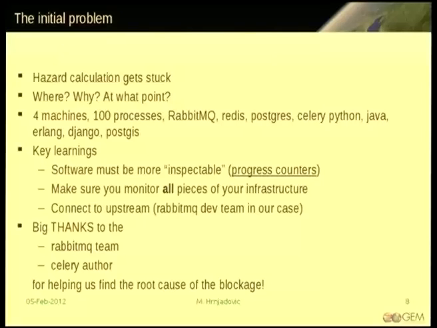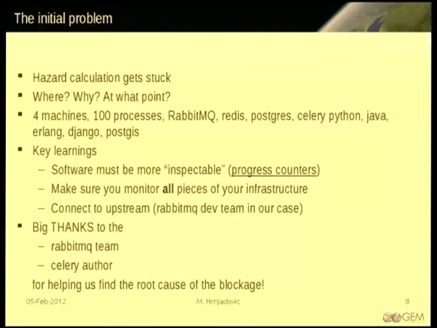The first problem we had is that the hazard calculation got stuck. And the problem was finding out why it is getting stuck, and where it is getting stuck. We had four machines running these calculations, over 100 processes, RabbitMQ, Redis, Postgres, Celery. We had Python-Java interaction issues. There was the Erlang virtual machine that is running RabbitMQ. There were plenty of possibilities for what could be broken and why this calculation is stuck.